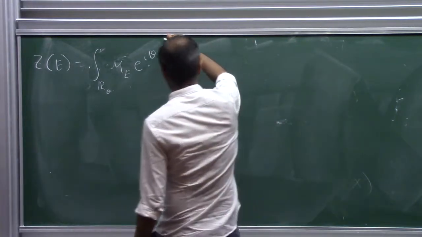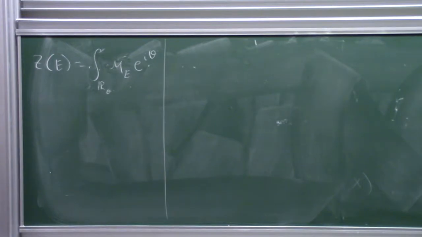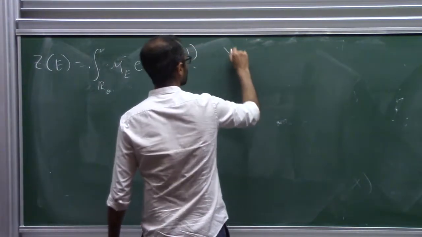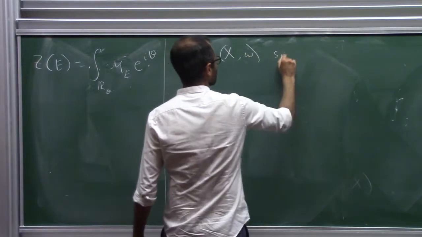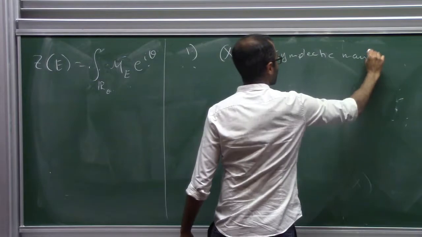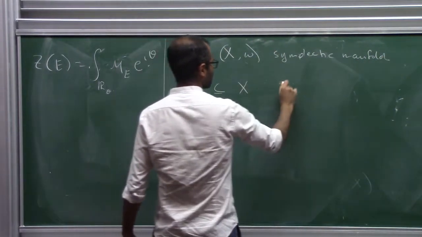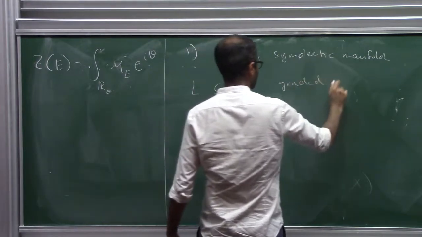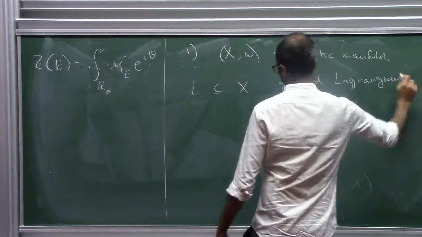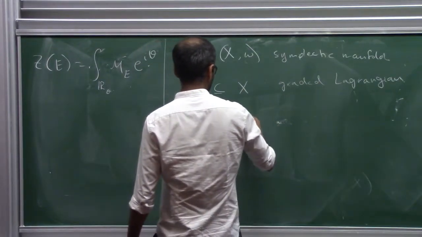Okay, now what's the point of reformulating things like this? The point is that if I have a symplectic manifold and a Lagrangian in it, then I get some similar structure. So let's say L in X is a graded Lagrangian.